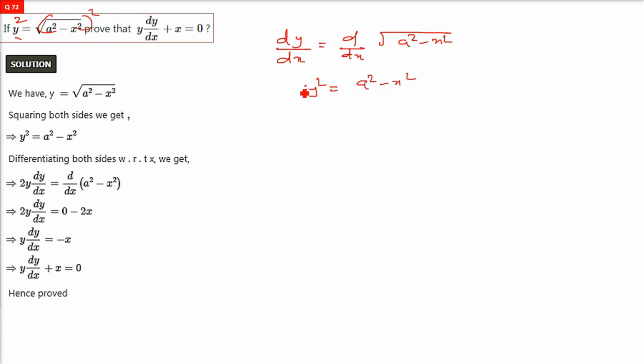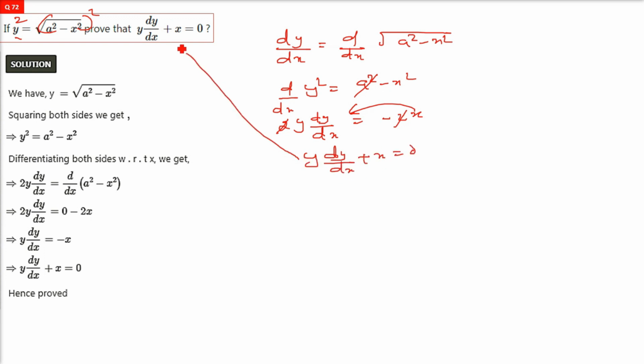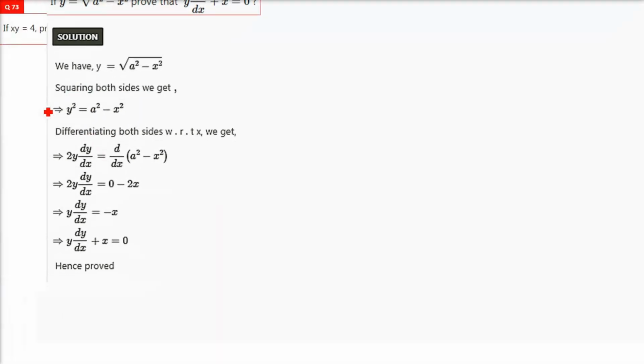So differentiating y squared gives 2y into dy by dx, and a squared gives 0, and this is going to be minus 2x. The 2 gets cancelled. Bringing x to the left hand side, y dy by dx plus x is equal to 0. This is your final answer. You have to write it like this, okay? Squaring both sides, differentiating with respect to x. All of this you have to write.